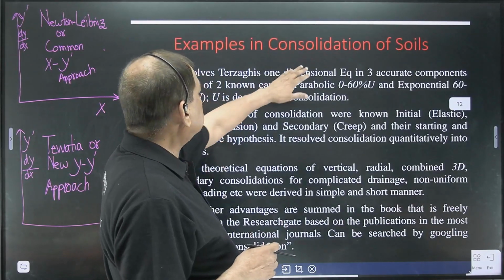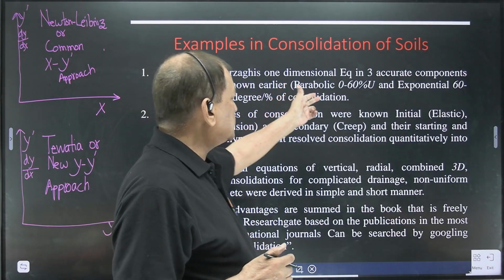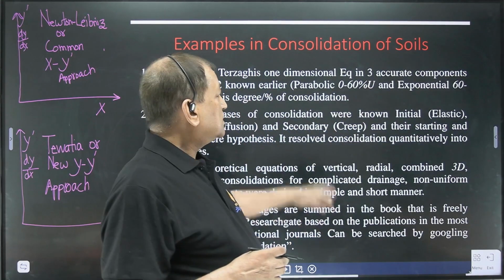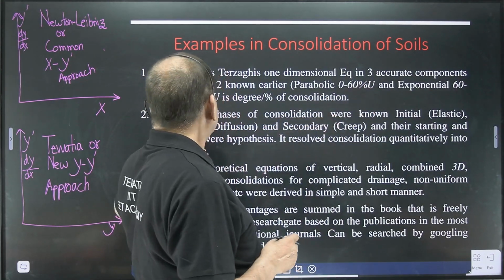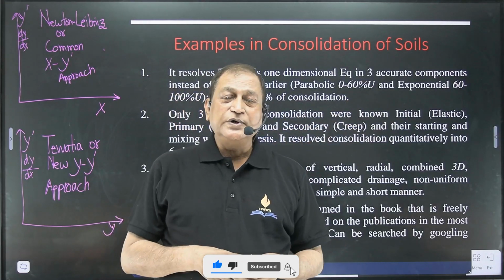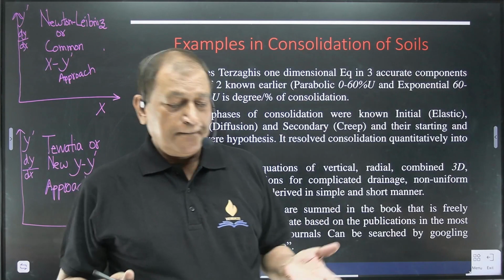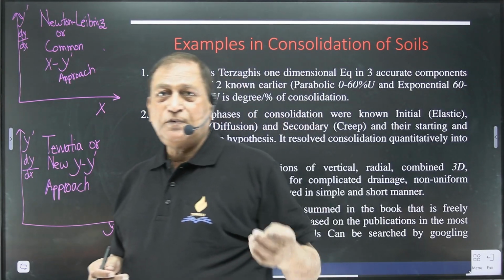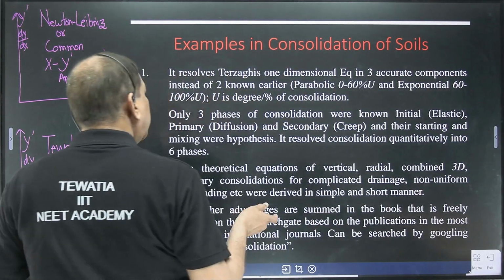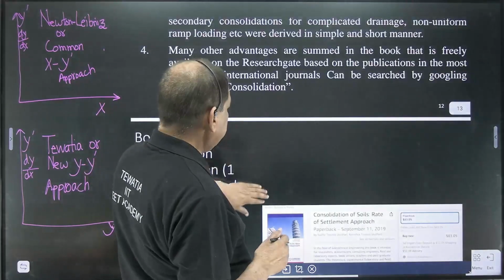So examples of consolidation in the field, like it resolves the Terzaghi's one-dimensional equation in 3 accurate components instead of 2 known earlier. They are parabolic and exponential. So U is degree or percent of consolidation. So earlier 2 components of Terzaghi's equation of consolidation, that was basically a diffusion equation, almost similar to heat equation. So in that only 2 parts were known, as it can be seen easily.